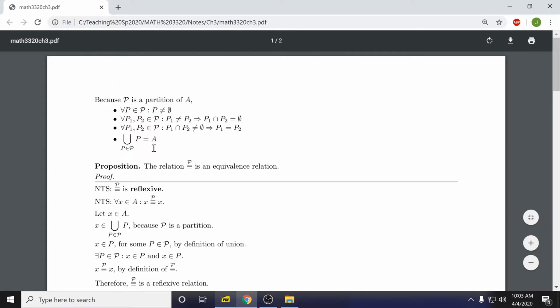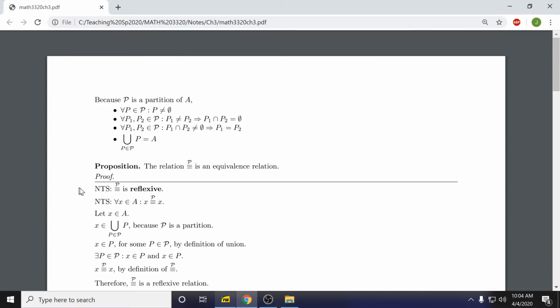So these are all the properties that we have for a partition, and our goal right now is to prove that the relation that we defined with respect to P is indeed an equivalence relation. As we know, we have to check three things. We have to check, first of all, that this is reflexive, and then we'll check that it's symmetric and transitive.